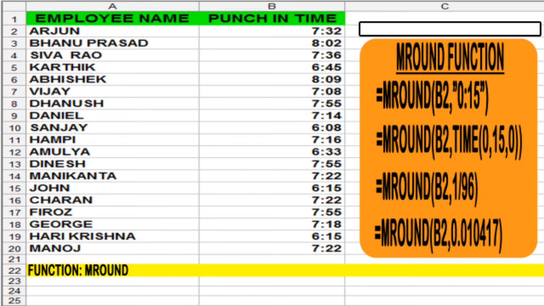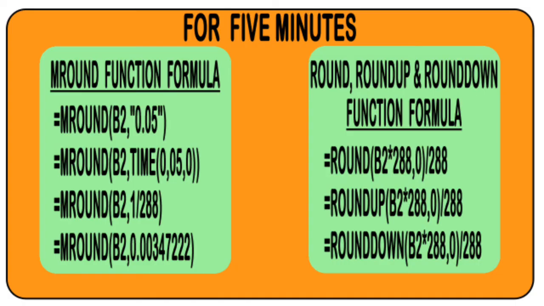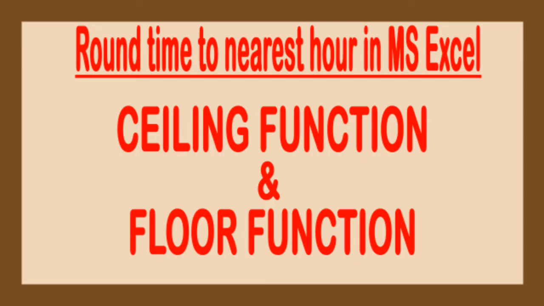You can use any of the MROUND function formulas to round the time in cell B2 to the nearest 15 minutes. You can use any of the MROUND function formulas to round time to the nearest 5 minutes. In the picture you can see the ROUND, ROUNDUP and ROUNDDOWN function formulas. To always round up time to the nearest hour, you can use the CEILING function. To always round down time to the nearest hour, you can use the FLOOR function.